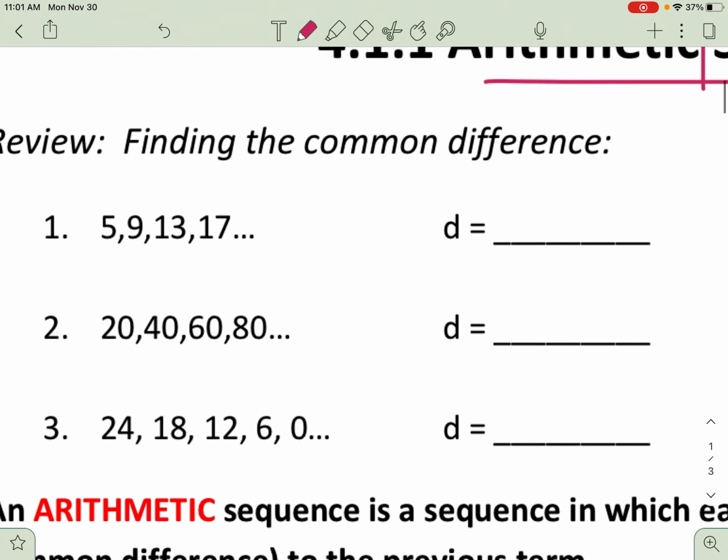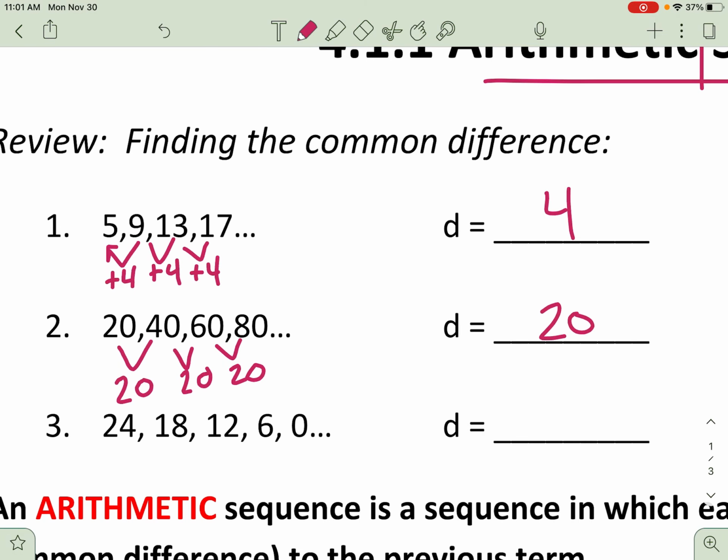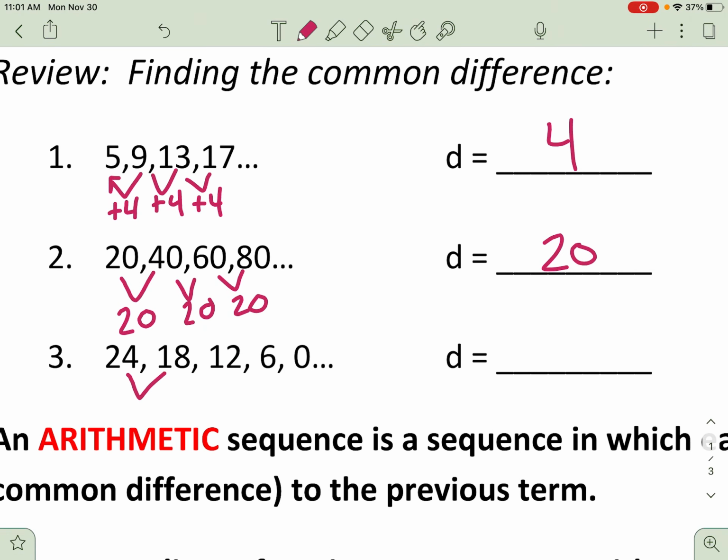So what's the common difference? Remember that you're going from one number to the next, so you can always work yourself backwards. How do I get from 5 to 9? I'm adding 4. 9 to 13, adding 4, adding 4. Okay, so our common difference in this case is a positive 4. Number 2, you're adding 20 each time, so our common difference is 20. And number 3, it's going down 6, so that's a negative. Okay, so this would be negative 6.